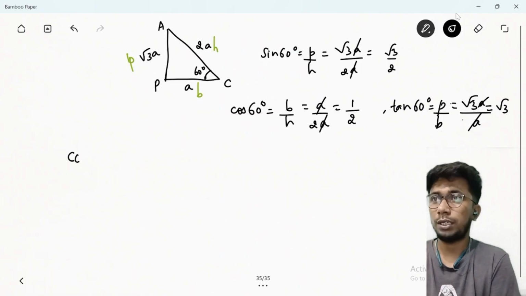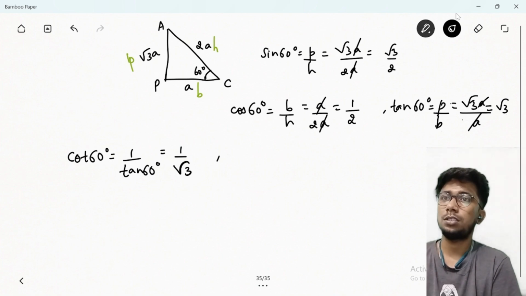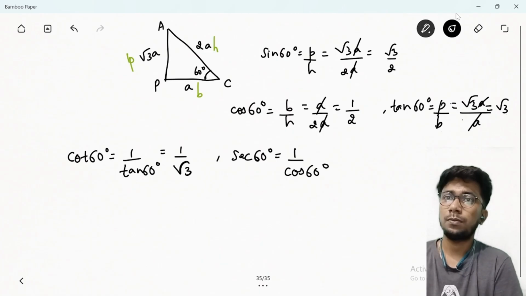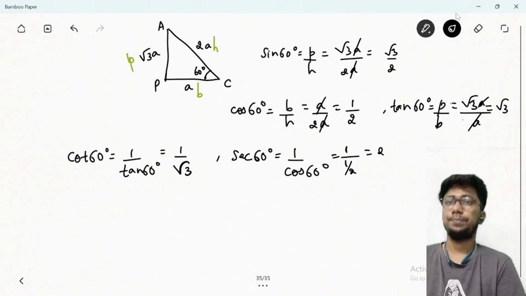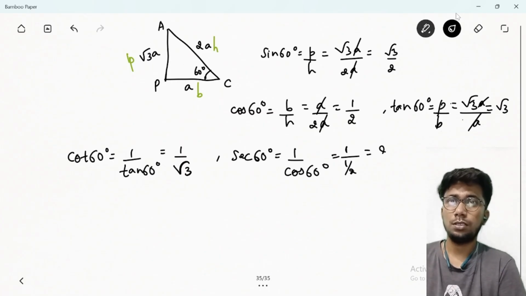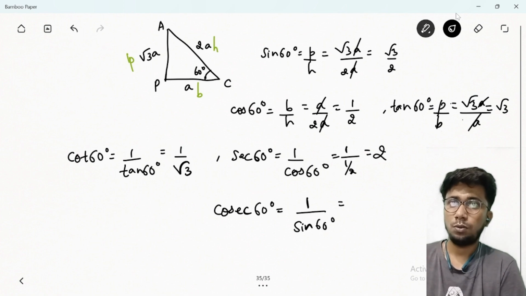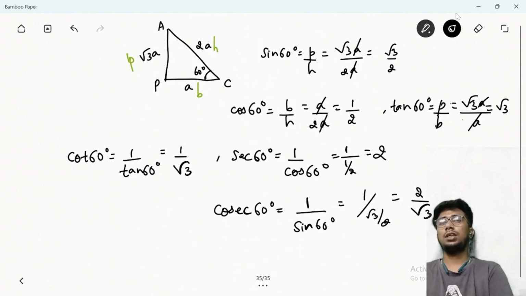And similarly, we can calculate cot 60, that is 1 upon tan 60, and it will be 1 upon root 3. Similarly, sec 60 is what? It is 1 upon cos 60, that is 1 upon 1 by 2, it will give you 2. Fine. This is 2. And what about cosec 60? 1 upon sin 60, 1 upon root 3 by 2. It is nothing but 2 upon root 3. Fine.